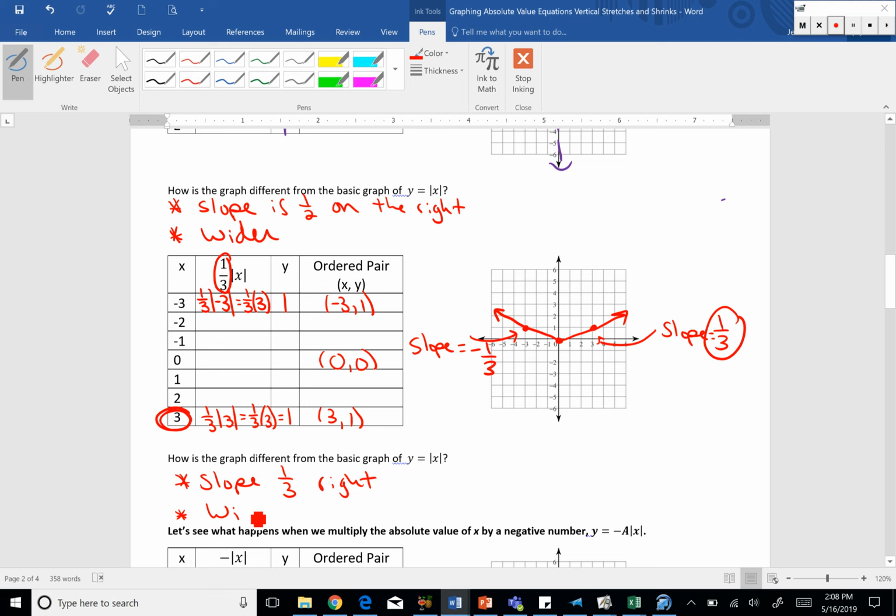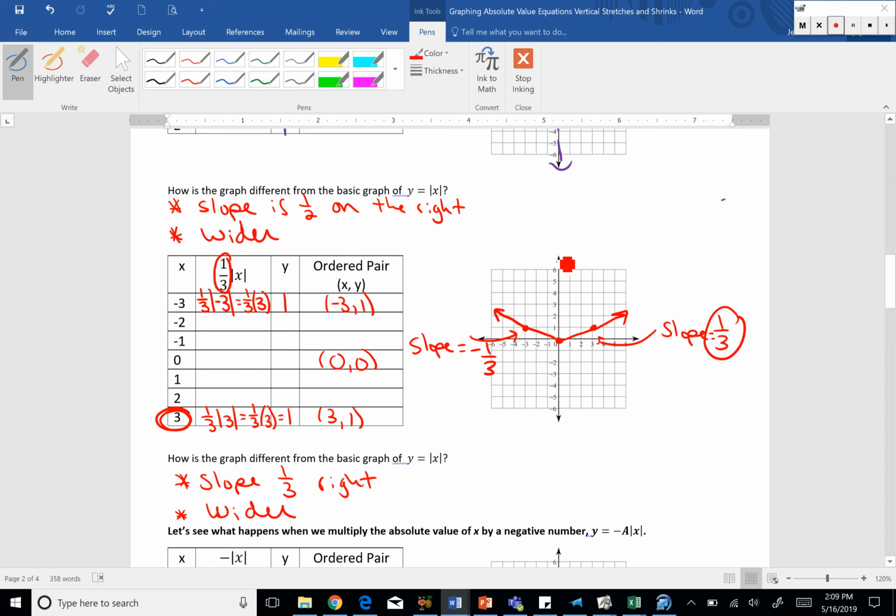And again, we see our graph getting even wider. So far we've seen when we multiply by a number, that number gives us our slope on the right side of the graph. Then we can use that right side to find our left side slope.